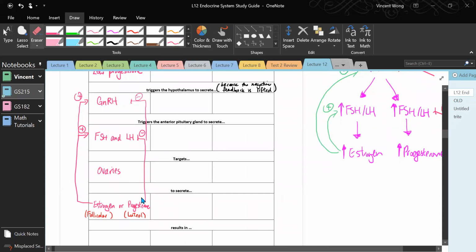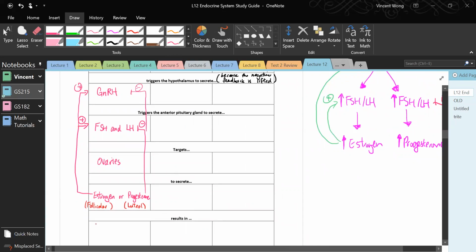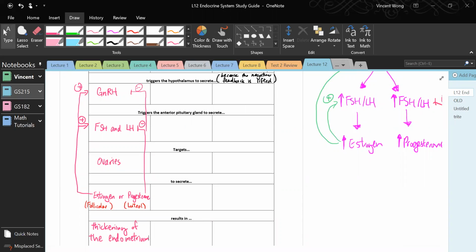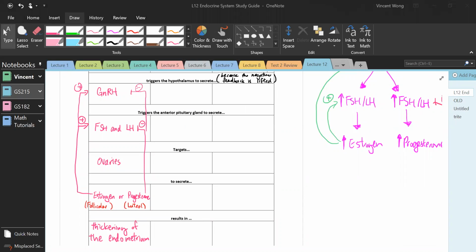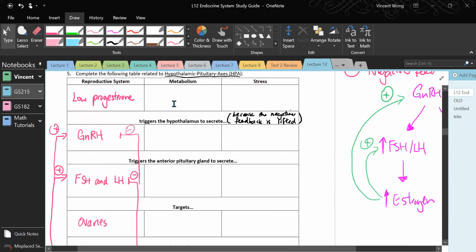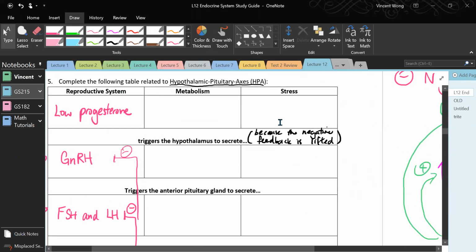Now, what do estrogen and progesterone do? Well, they will result in the thickening of the endometrium. Okay. How is that? So using that as a template, we can fill out the other ones.